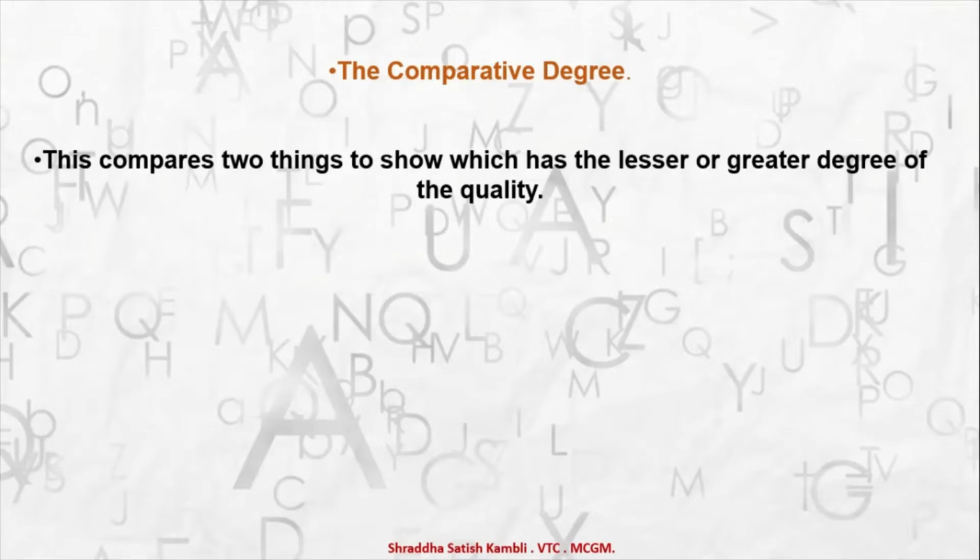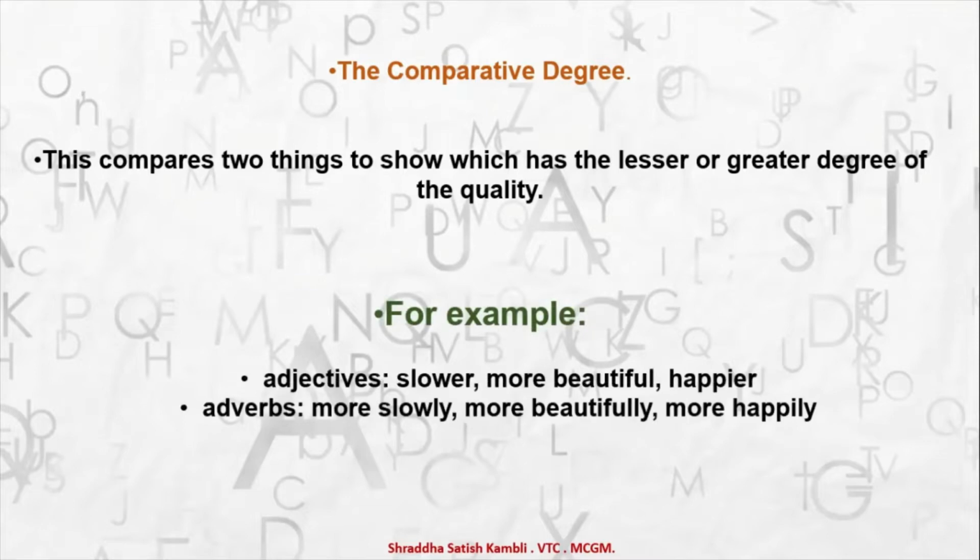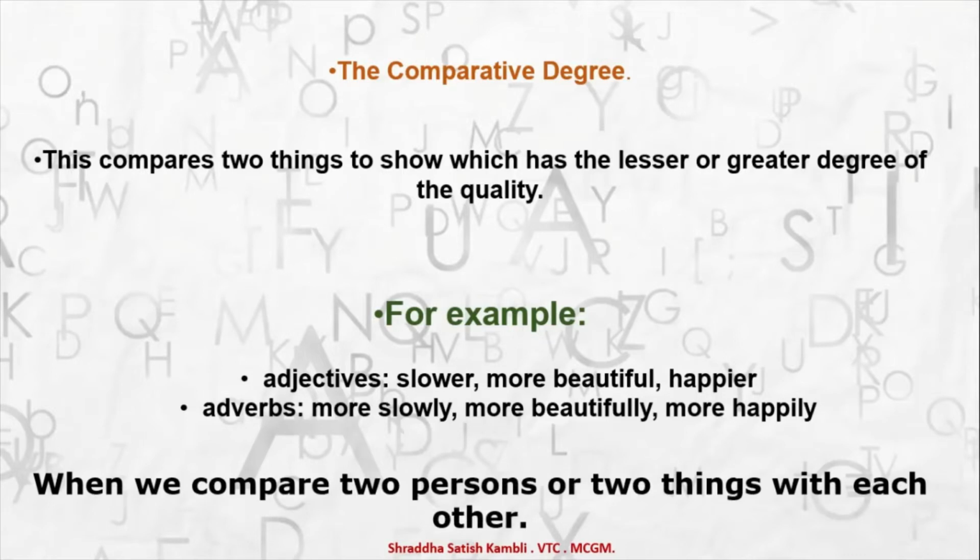So here we are comparing what? Two things. Alright. For example, the adjectives which are compared or used here could be slower, more beautiful, happier. Adverbs could be more slowly, more beautifully, more happily. Okay, so this is about the comparative degree. So what do we do? We compare two persons or two things with each other.